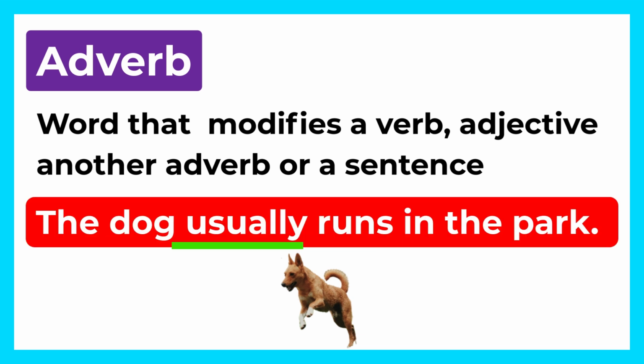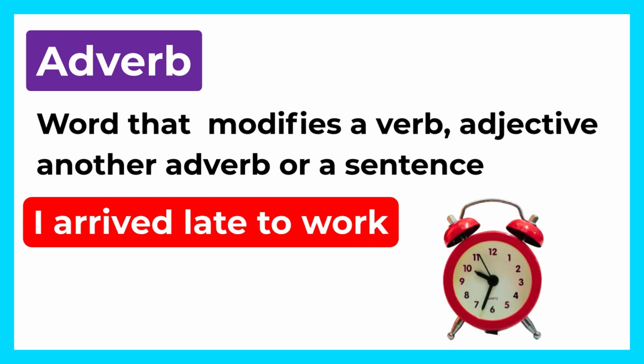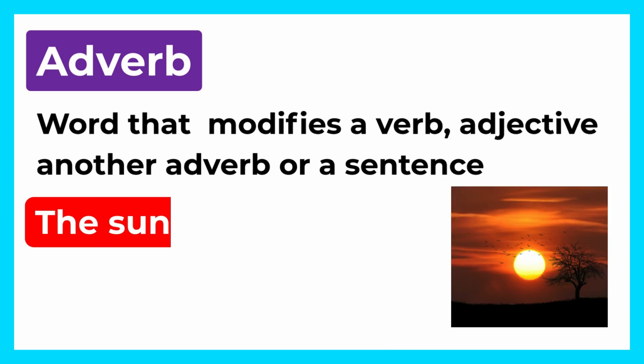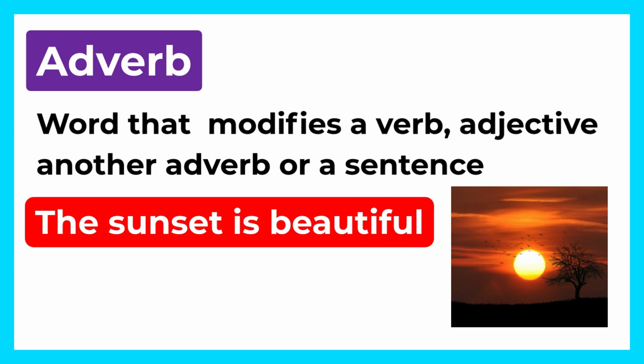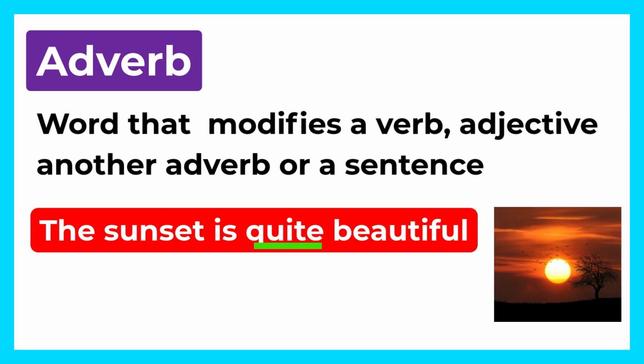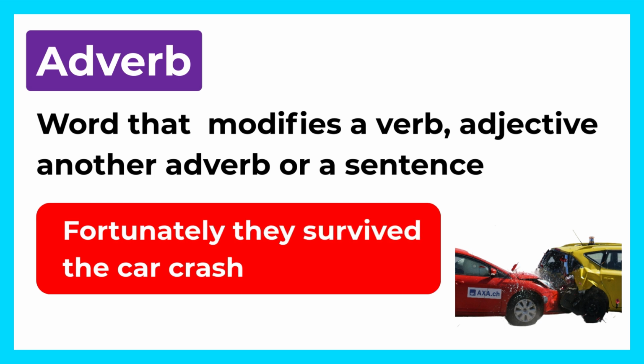The dog usually runs in the park. The adverb in this sentence is usually because it describes the verb runs. I arrived late to work. The adverb in this sentence is late because it describes the verb arrived. The sunset is quite beautiful. The adverb in this sentence is quite because it describes the adjective beautiful.